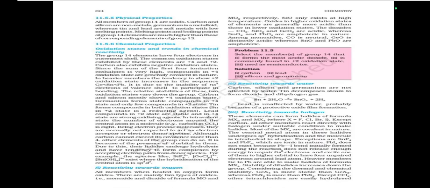Carbon also exhibits negative oxidation states since the sum of the first four ionization enthalpies is very high. Compounds in +4 oxidation state are generally covalent in nature. And in heavier members, the tendency to show +2 oxidation state increases in the sequence lead is greater than tin is greater than germanium. It is due to the inability of the ns2 electrons of valence shell to participate.